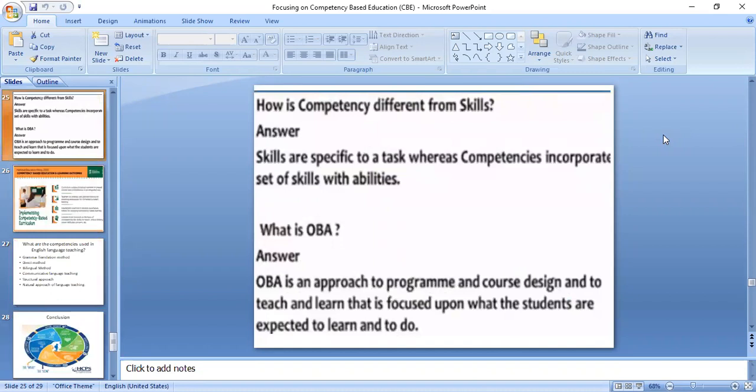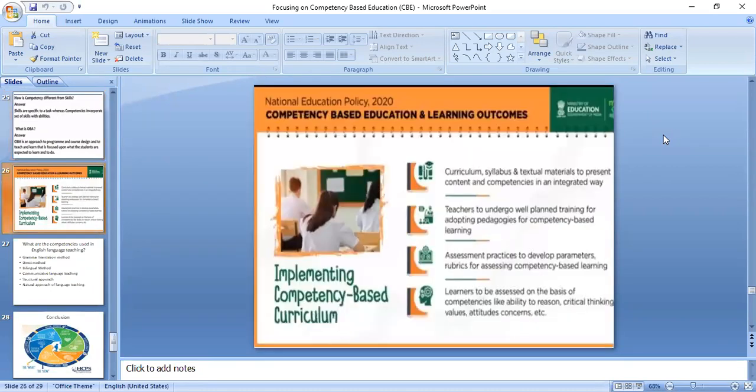Next is, how is competency different from skills? Skills are specific to a task, whereas competencies incorporate a set of skills with abilities. And what is OBA? OBA is an approach to program and course design to teach and learn that is focused upon what the students are expected to learn and to do.